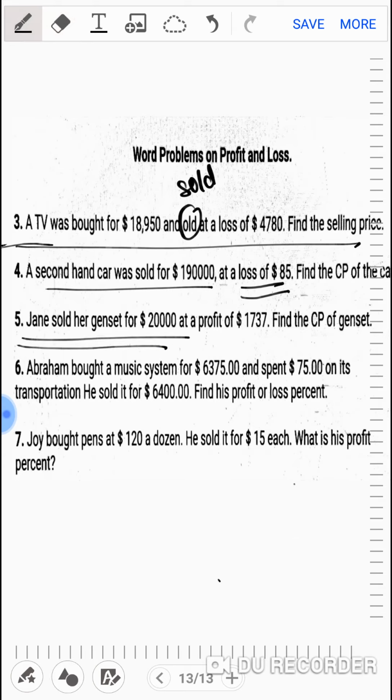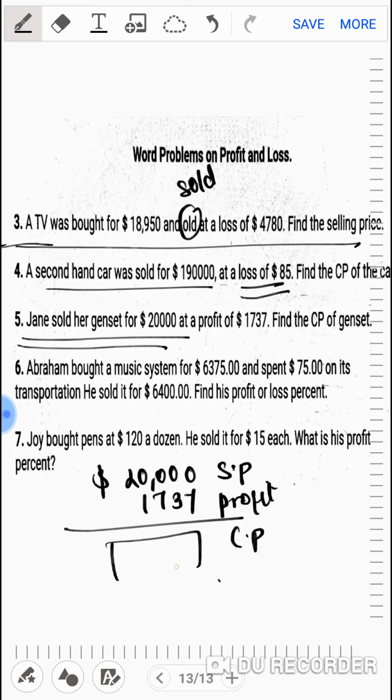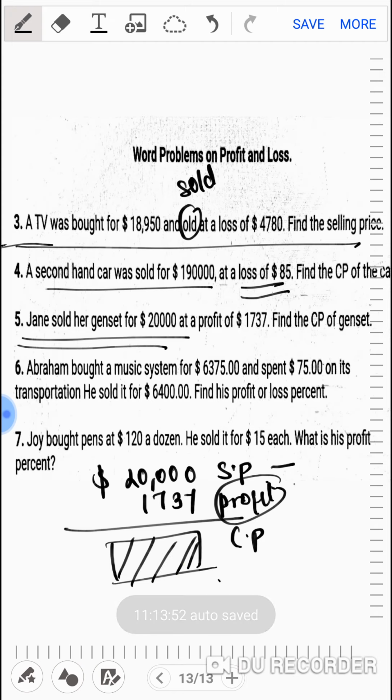Next is Jane sold her genset for rupees 20,000. So 20,000 is the selling price and profit of 1737 is earned. So profit is 1737 and you have to find CP. So profit is always subtracted from SP to get CP. Can you subtract it and get CP? Yes. The only rule is the all 4 formulas which I have given you. Those formulas you have to follow and nothing else. The topic is very, very easy.